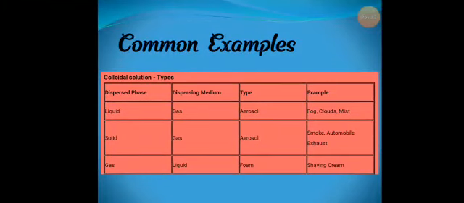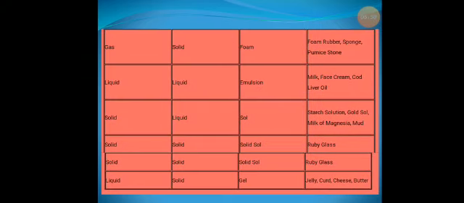Now some common examples of colloidal solutions. Aerosol, let us take the example. Aerosol is a colloidal solution where liquid is the dispersed phase and gas is the dispersing medium. Let us take the example of a foam where the dispersed phase is a gas and the dispersing medium is a liquid. Let us take an example of emulsion where the dispersed phase is a liquid and the dispersing medium is also a liquid.